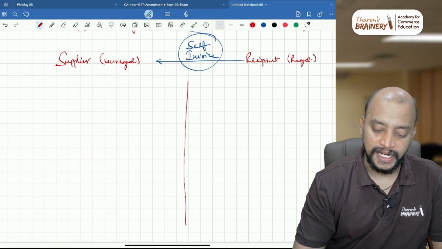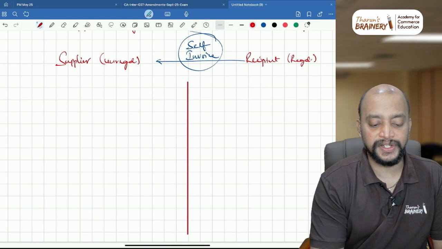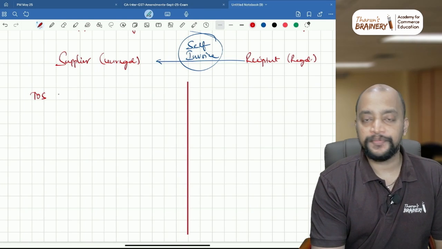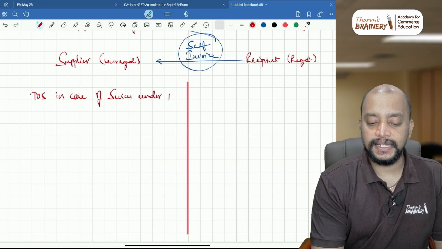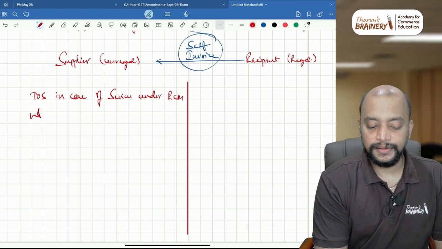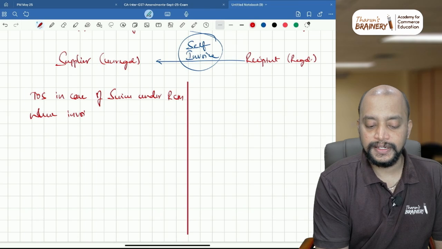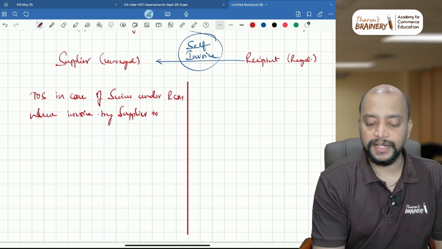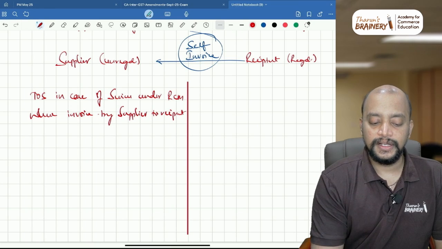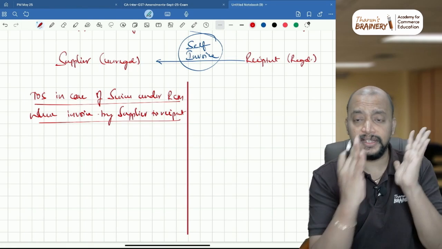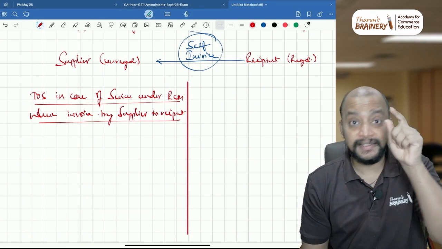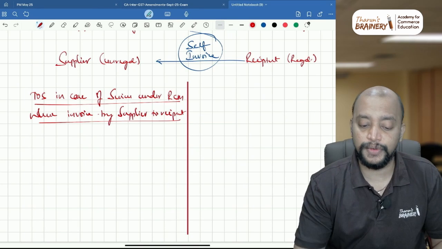So we are trying to understand what those two time of supply provisions are. Time of supply in case of services under RCM where the invoice is given by supplier to recipient. This is one version. So in the exam, please check who is giving invoice to whom.